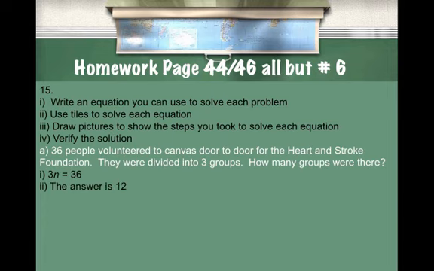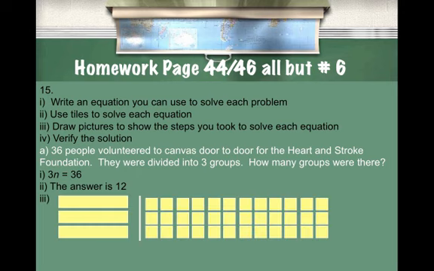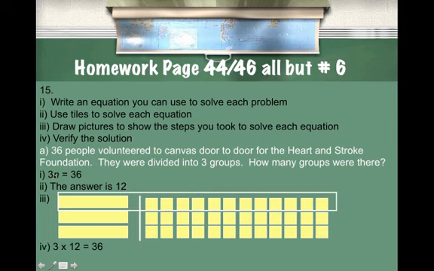The answer is 12. If we had to draw pictures to show the steps, here I've got 3 variable tiles on the left-hand side of the equal sign. I've got 36 unit tiles. I've organized them into 3 equal groups, and therefore, each group is representative of the answer. X equals 12. To verify the solution, I put 12 in the place of n, and I solve to make sure it is correct, which it is.